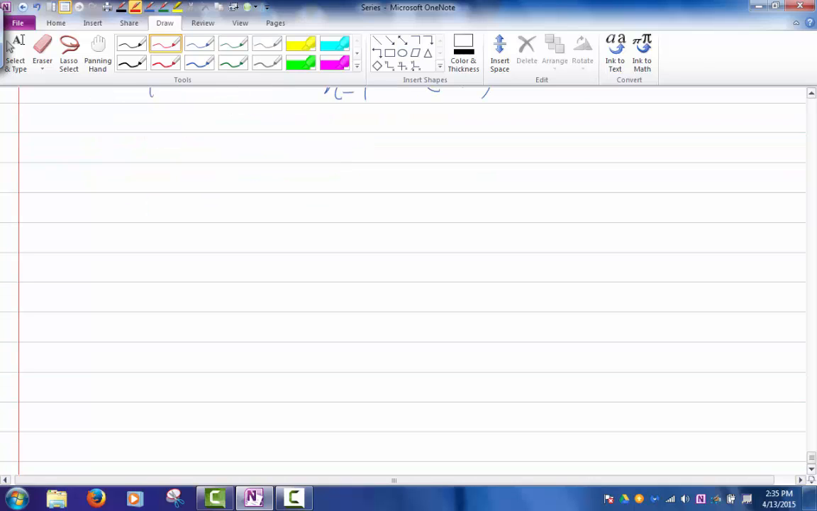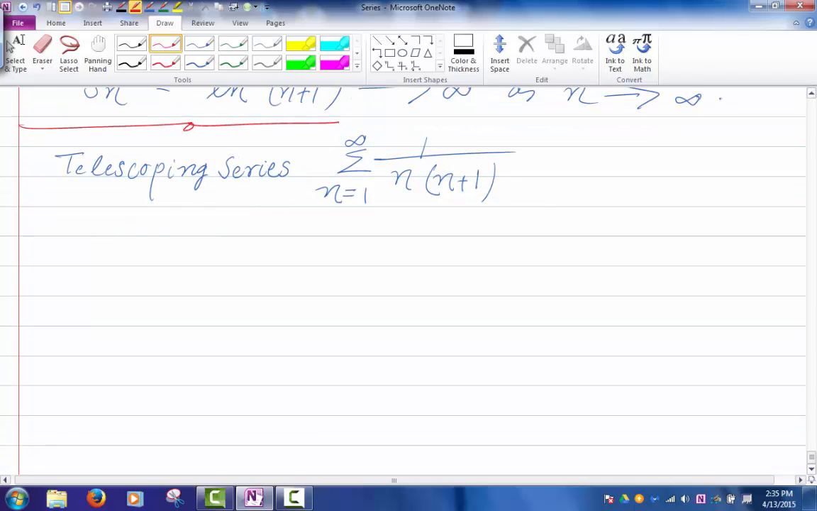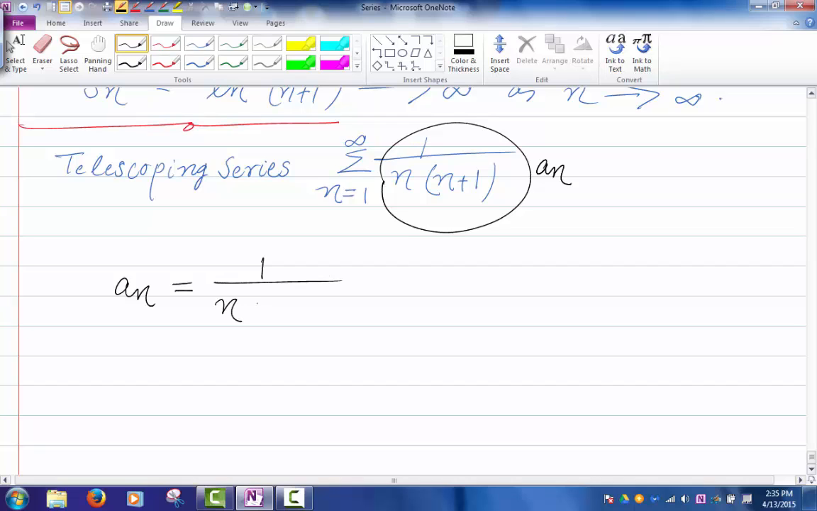Well, partial fraction decomposition. I am going to look at the nth term. So what's the nth term here? The nth term here is 1 over n times n plus 1. That's the nth term.